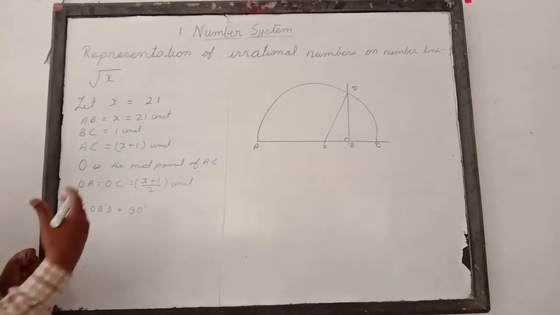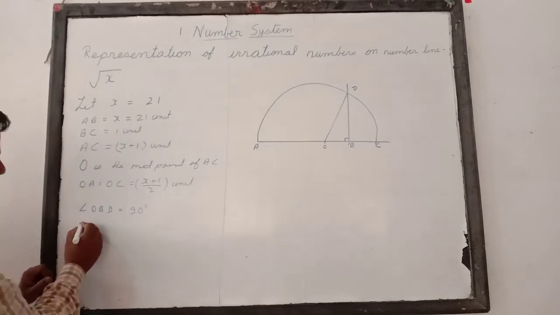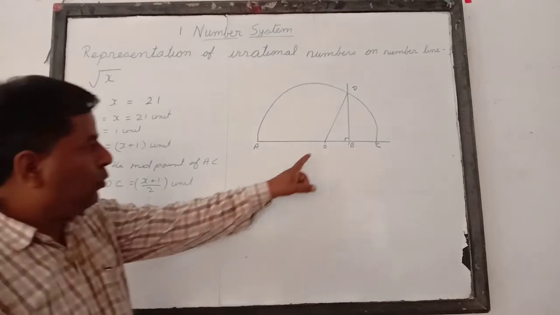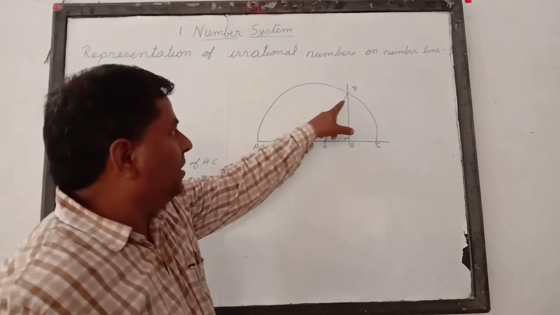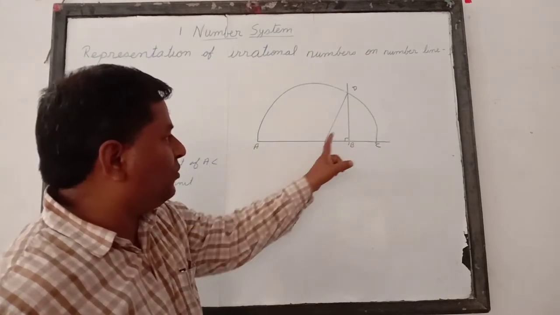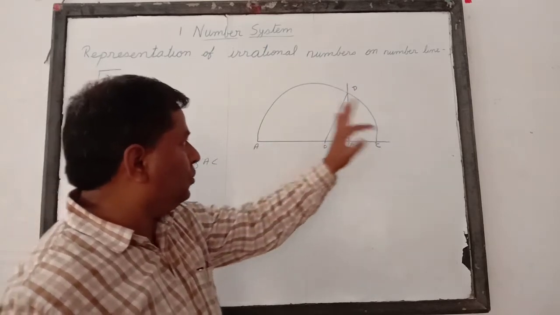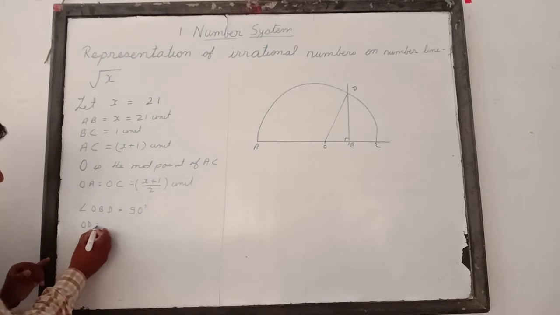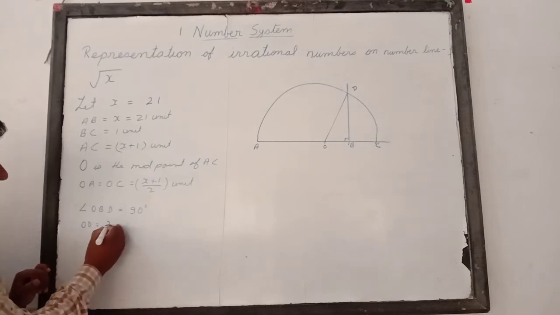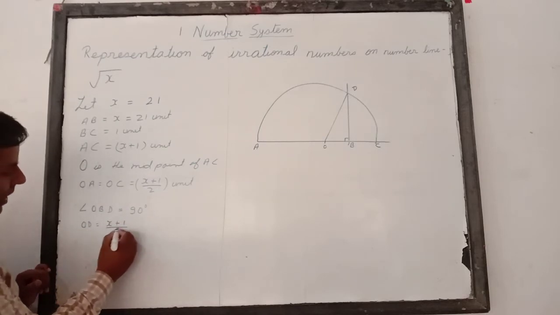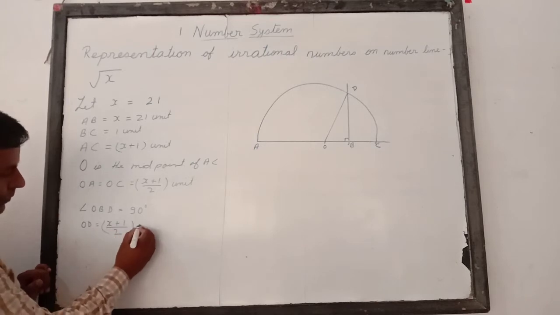We know what is OD? Can you tell me what is the value of OD? Now you can see here, OD, O from D. D is a point on the semicircle, so that means OD is the radius. So the value of OD will be equal to OA or equal to OC. So we can write here OD is equal to x plus 1 by 2 unit.